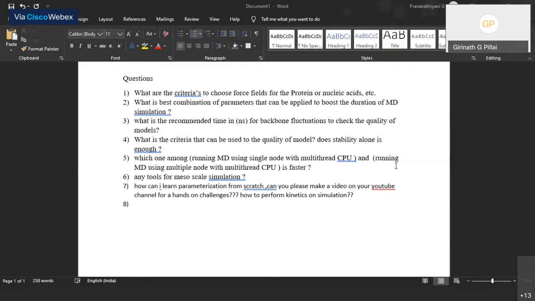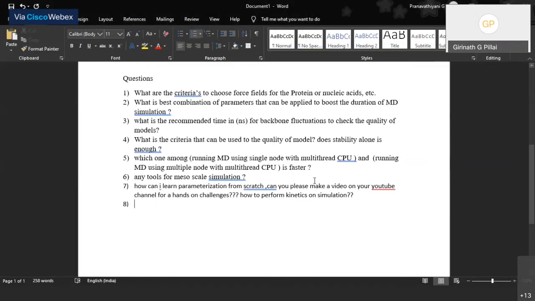What is the criteria that can be used for the quality of a model? Does stability alone is enough? Not only stability, you have to check the other parameters. If it is a model structure after minimization, check the Ramachandran plot, whether everything is intact, and whether the energy has reached a minima or not. Those things can be carried out.